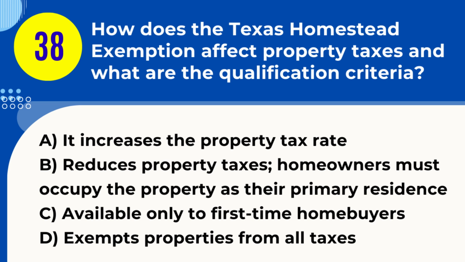Question 38. How does the Texas homestead exemption affect property taxes, and what are the qualification criteria? A. It increases the property tax rate. B. Reduces property taxes. Homeowners must occupy the property as their primary residence. C. Available only to first-time homebuyers. D. Exempts properties from all taxes.